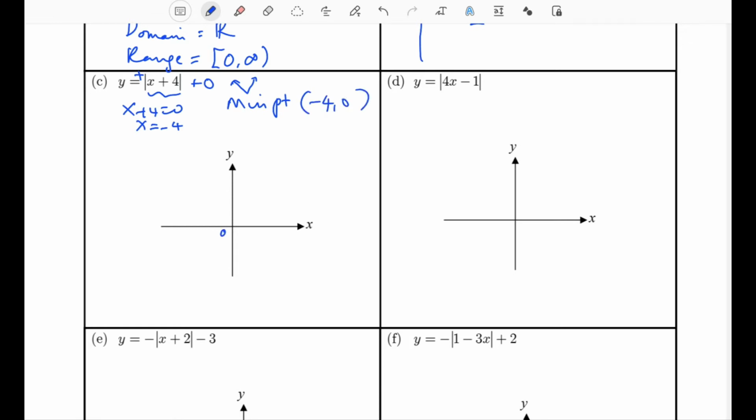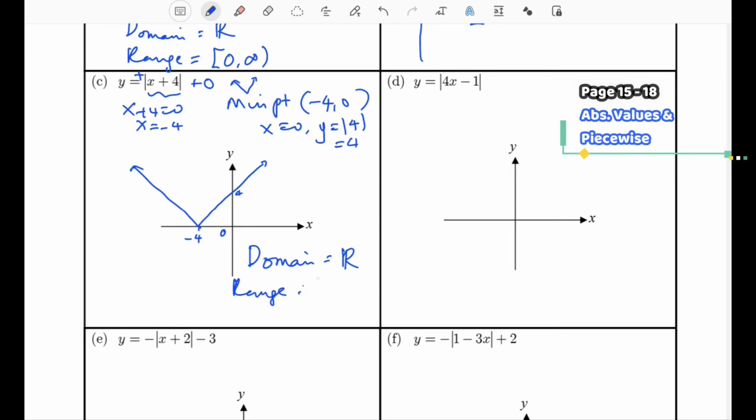So this is your origin. Find your x at -4. This is -4. Find the intercept when x is 0. You get y equals modulus 4, which is also 4. So the graph will look something like this. So the domain will be real numbers, and the range, again from the smallest, will be 0 to infinity.